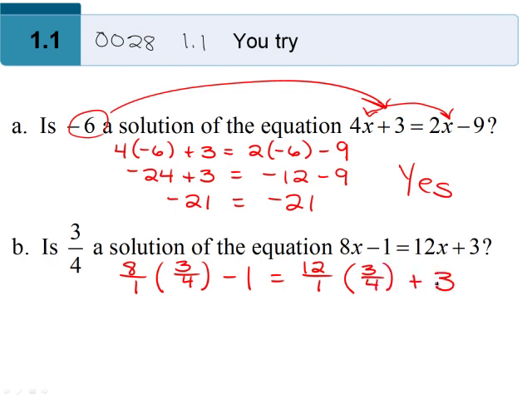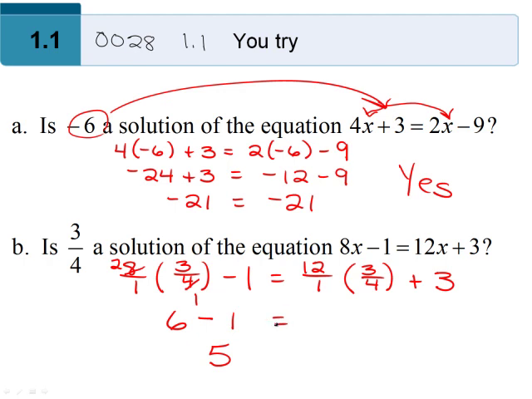On the left-hand side, when we have multiplication here, I can cancel the 4 and the 8. When you multiply fractions, you can cancel. If we divide by 4, that leaves 1, and 8 divided by 4 leaves 2. So you're looking at 2 times 3 on top is 6 over 1, which is just 6. So we have 6 minus 1, which is 5. That's what we get for the left-hand side.